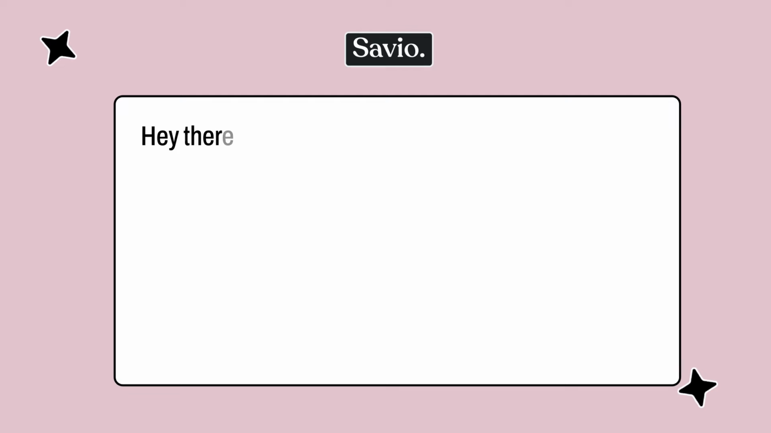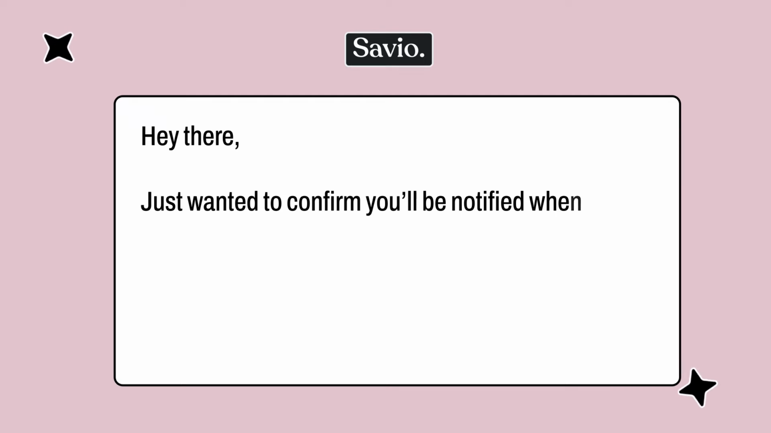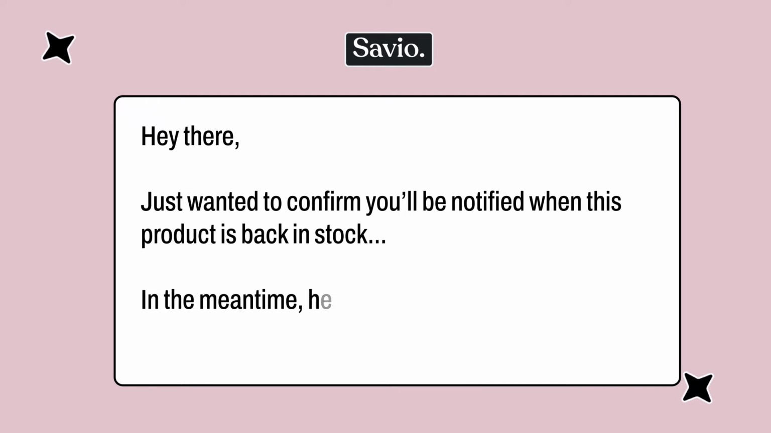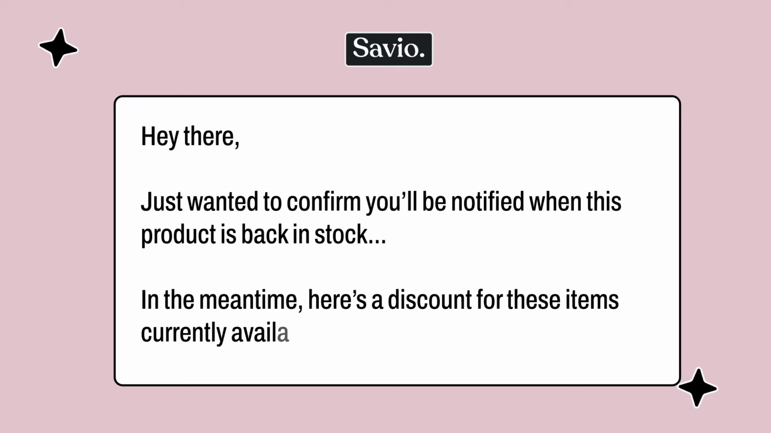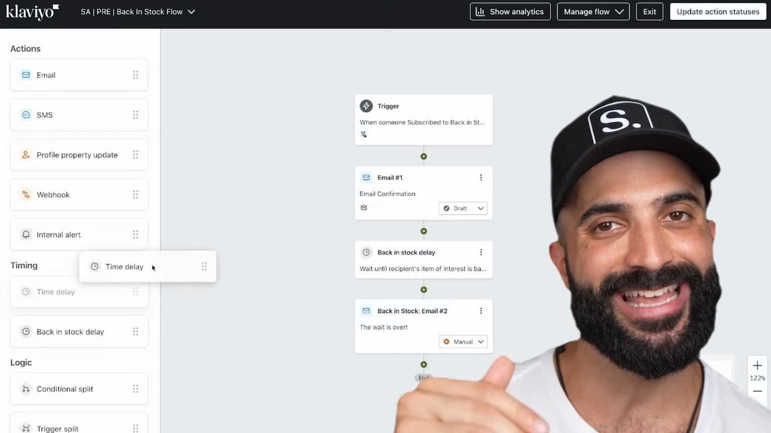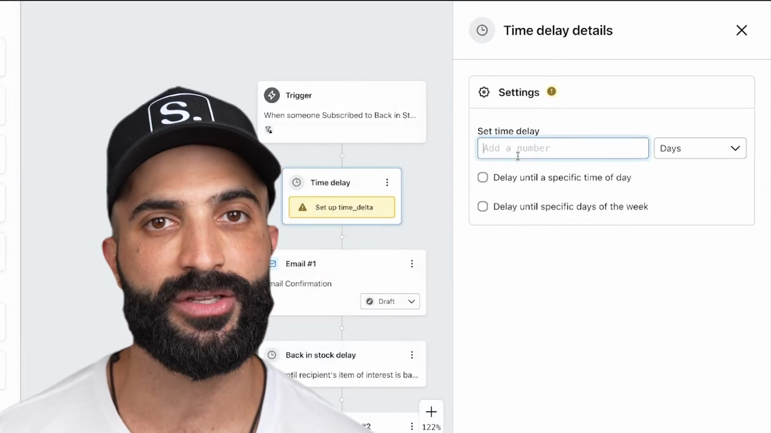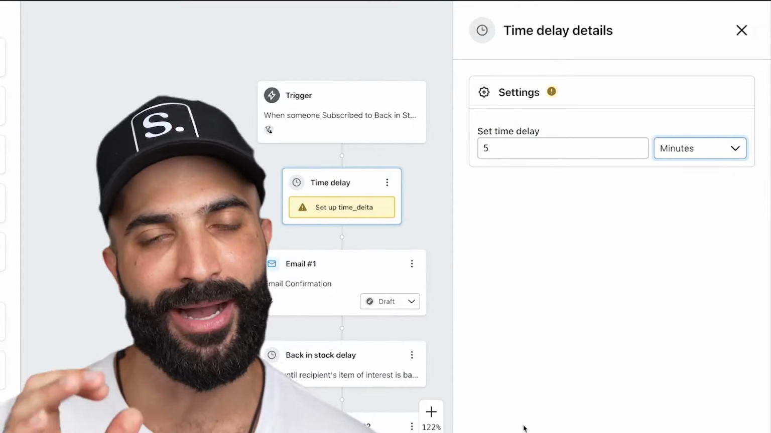The copy here can be very simple, such as, "Hey there, just want to confirm you'll be notified when this product is back in stock. In the meanwhile, here's a discount for these items currently available." Another neat trick for this email is to send it 5 minutes after they subscribe to be notified so you can capitalize on their high buying intent.